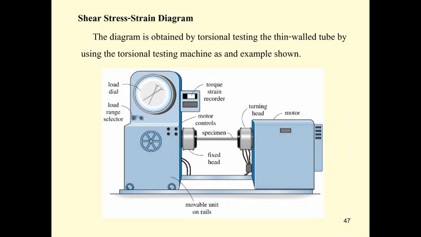That is the second example for this chapter 4, and next we will talk about the shear stress strain diagram. This diagram is obtained by torsional testing of a thin wall tube by using the torsional testing machine as shown here.